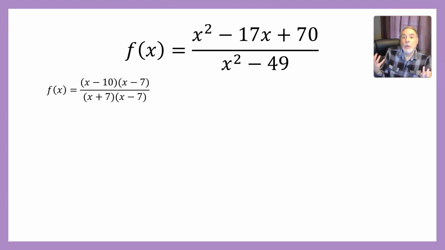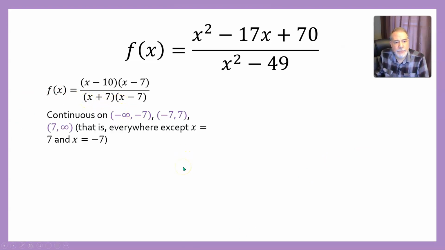And again, it would be continuous everywhere except where the denominator is equal to 0. So in this case, that would be everywhere except when x is negative 7 or positive 7. So the intervals where this is continuous would be everywhere in between and on either side of those two bad points. So the open interval from negative infinity to negative 7, the open interval from negative 7 to positive 7, and the open interval from positive 7 to infinity.